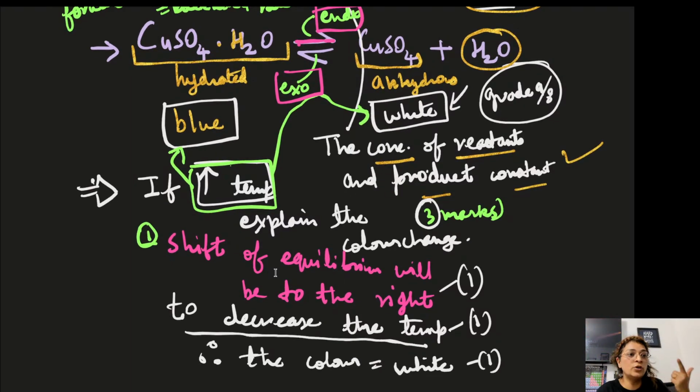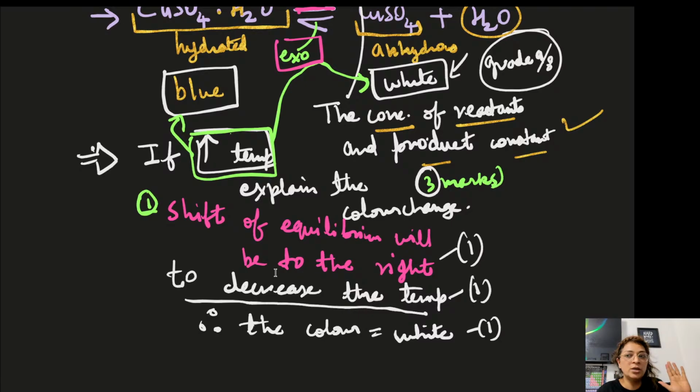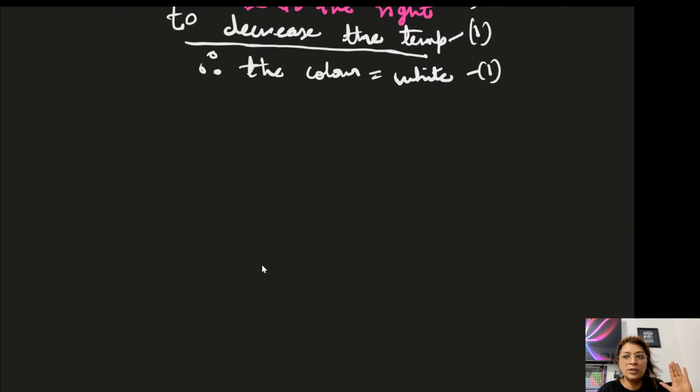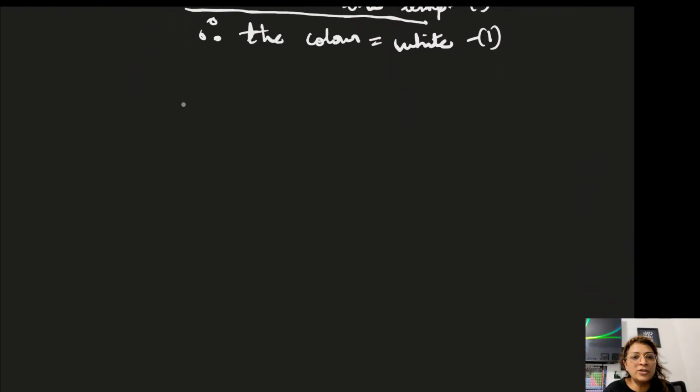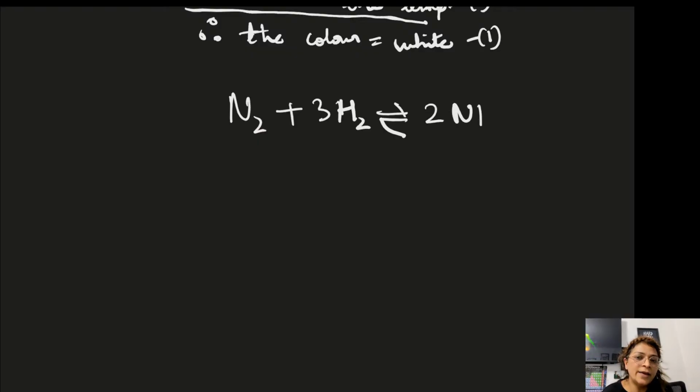Okay, and I'm moving on to the pressure. I hope pressure is okay with you as well. What is the impact of pressure? So they can ask you a question quickly about the pressure. If I give you N2 plus 3H2 reversibly gives you 2NH3. Forward is exo, backward will automatically be endo. What if I increase the pressure?